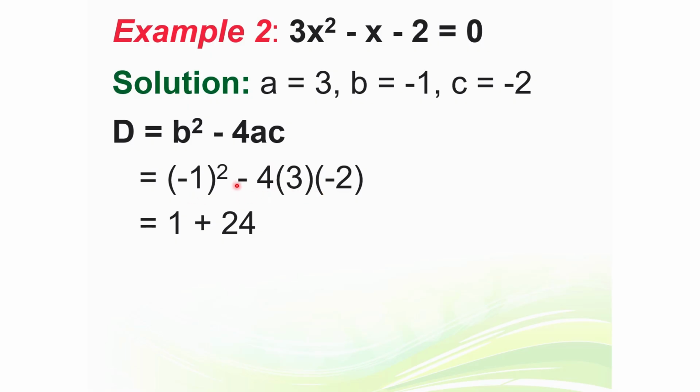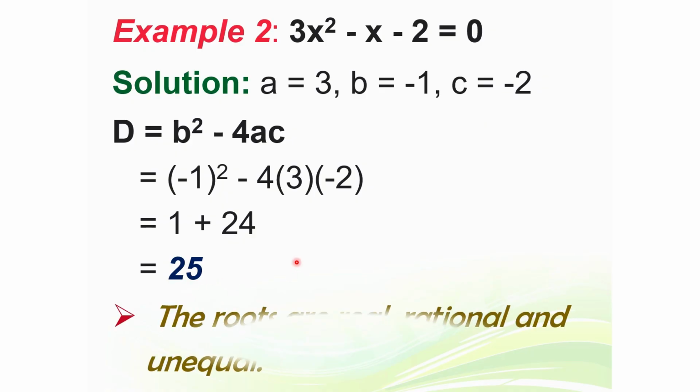So, negative 1 squared is positive 1. Negative 4 times 3 is negative 12. Negative 12 times negative 2 is positive 24. And 1 plus 24 is 25. Because the discriminant we computed is a perfect square number and positive, greater than 0, when it is a perfect square number, the nature of the roots is that the roots are real, rational, and unequal.